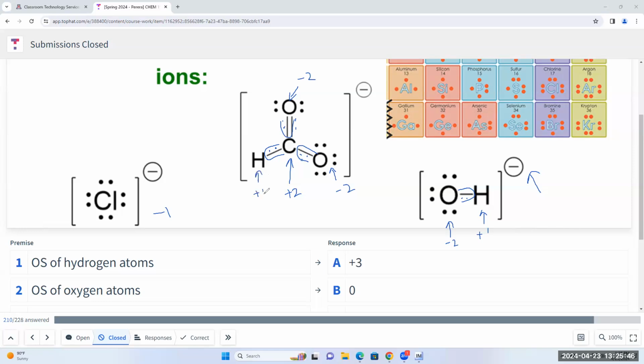Now, if we add the oxidation states again, +1 plus +2 is +3. +3 plus -2, and -2 is -1. So if we add the charges up, it will add up to the overall charge over here. That's it, done. All right.